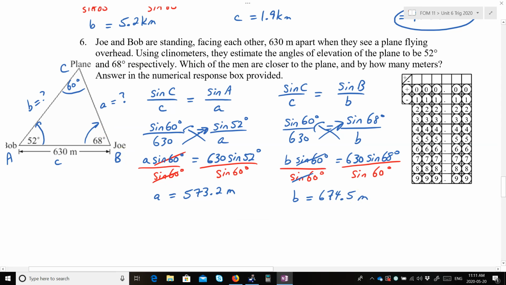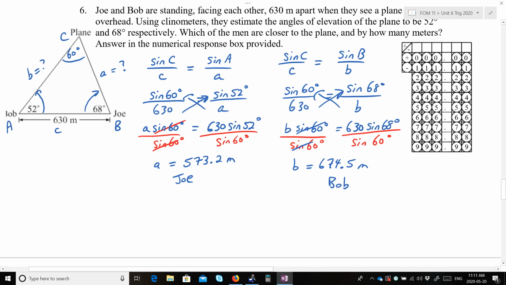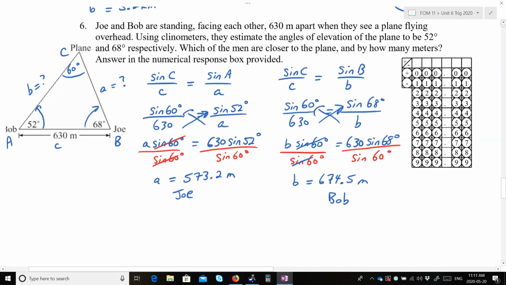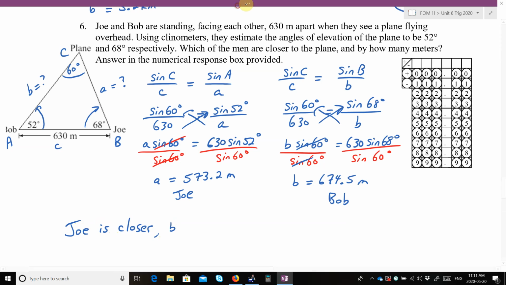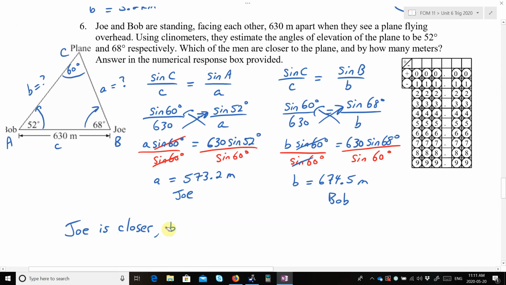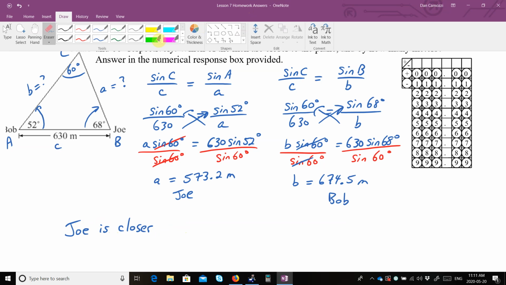And so notice, guys, that a is Joe's distance to the plane, so this is Joe, and b is Bob's distance to the plane. Which of the men are closer to the plane and by how many meters? Okay, so Joe is closer.